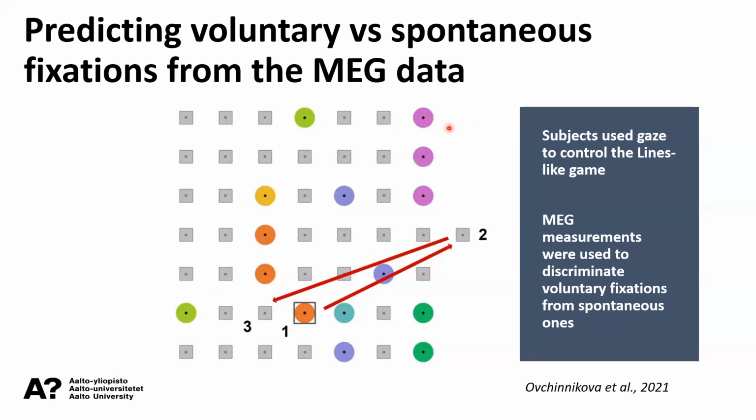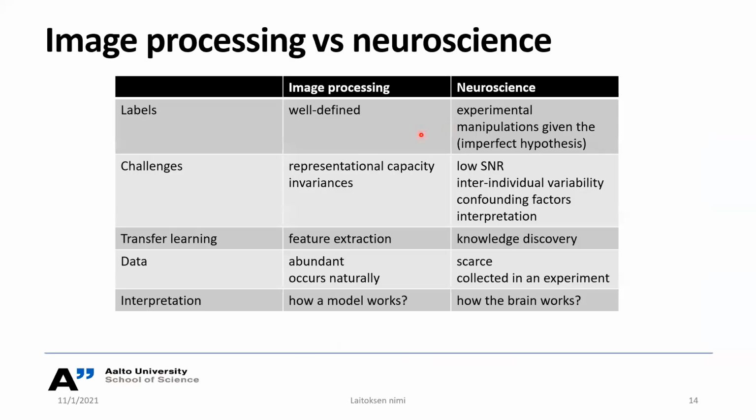All right, so just to summarize this part, if we compare neural signal decoding with, for example, traditional application domains of machine learning, such as image processing, there are a few differences. So in image processing, let's talk about toy problems like classifying cats versus dogs. The labels are quite well defined. If you look at the image, you see right away that this is a dog.